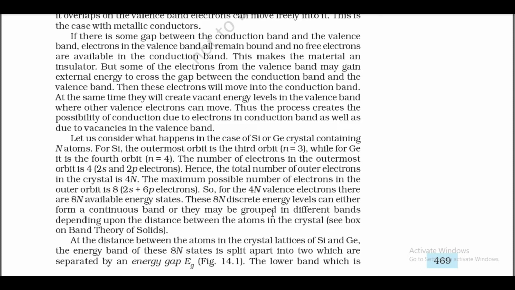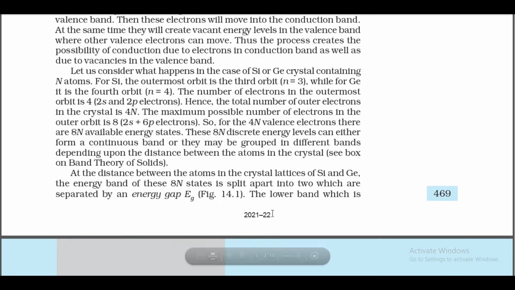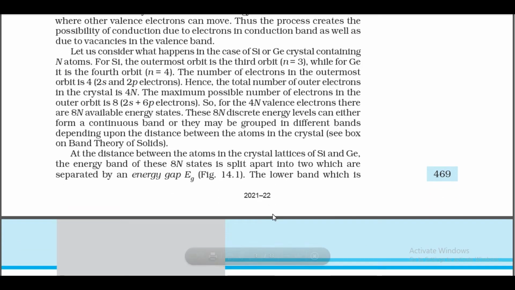But some of the electrons from the valence band may gain external energy to cross the gap between the valence band and the conduction band. Then these electrons will move into the conduction band. At the same time, they will create vacant energy levels in the valence band where other valence electrons can move. Thus, the process creates the possibility of conduction due to electrons in the conduction band as well as due to vacancies in the valence band. Let us consider what happens in the case of Si or Ge crystal containing n atoms.